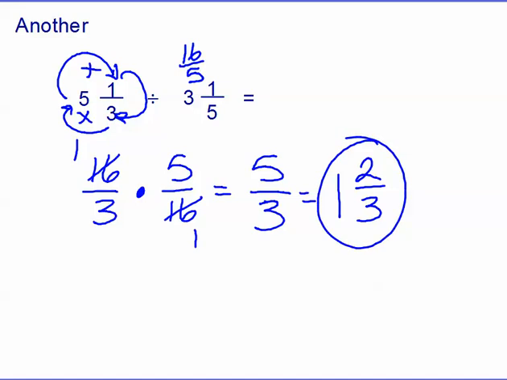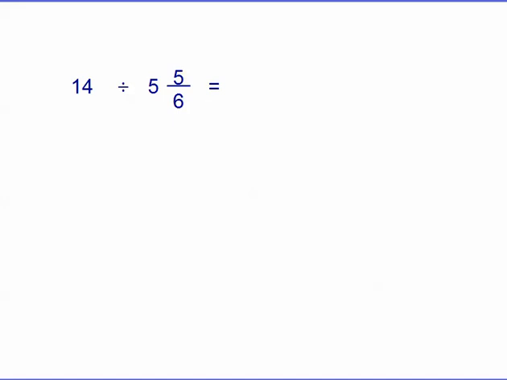Well, let's try another one here. So now what about a whole number? Well, if we have a whole number, again, it's not a fraction, so I have to turn it into one. And the way we turn a whole number into a fraction is we simply put it over 1. So now I take the mixed number, I change it to an improper.